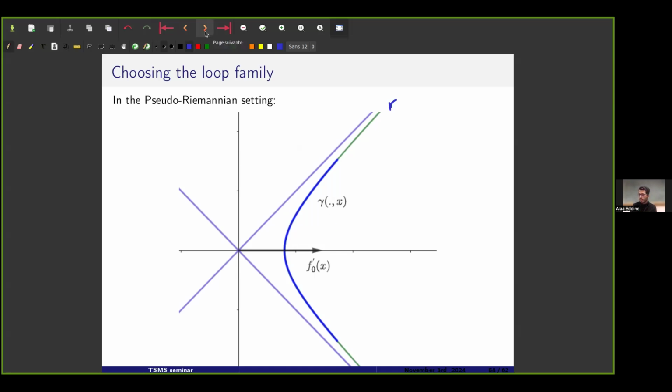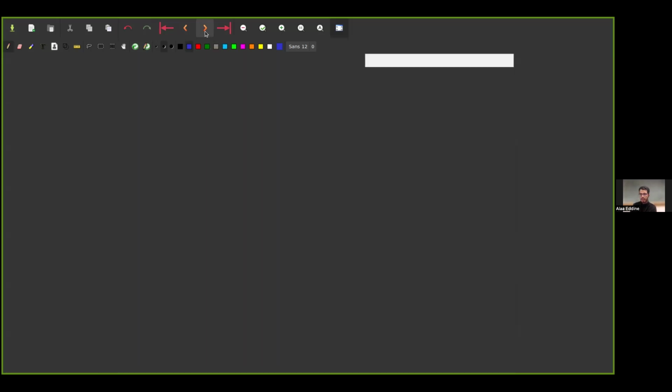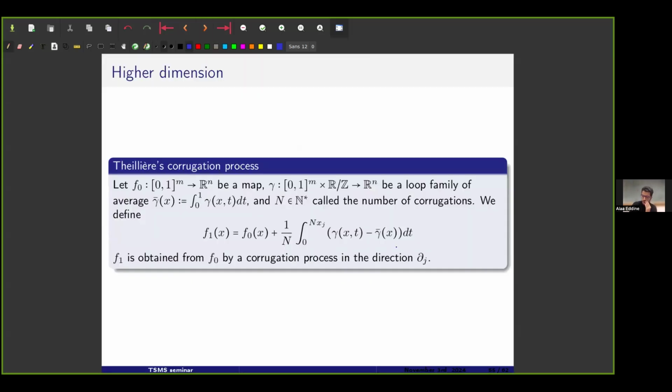Of course, we can generalize this to higher dimension, so we have a formula like the formula for one dimension. This is not the convex integration formula of Gromov. This is another formula called the corrugation process, defined by Thayer, and this formula is easier to handle. This is why I use it rather than the convex integration formula. But the idea is the same.